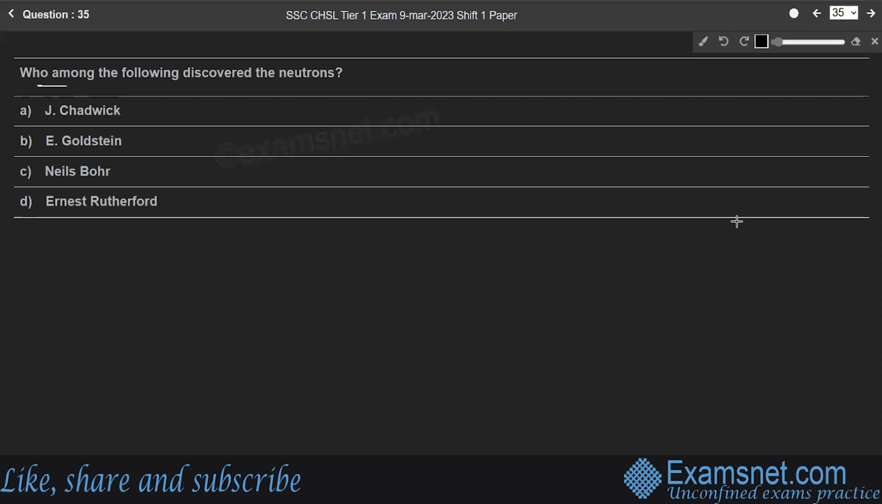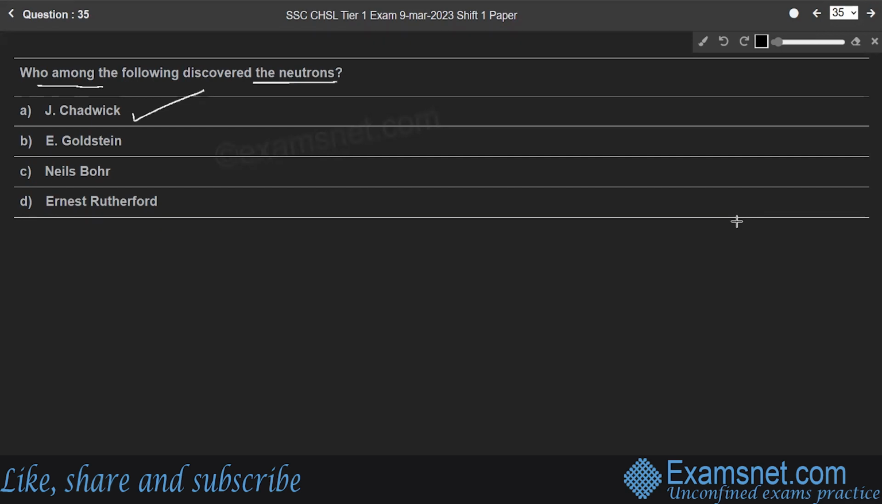Question 35. Who among the following discovered the neutrons? Here, among the following options, J. Chadwick, E. Goldstein, Niels Bohr, and Ernest Rutherford. Here, James Chadwick discovered the neutrons, right? So he discovered the presence of neutrons in the nucleus of an atom. Here, an atom is the smallest unit of any chemical element, right? So atom is made up of electrons, protons, and neutrons.